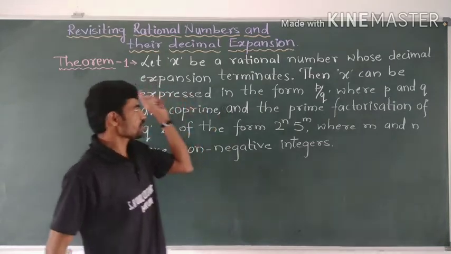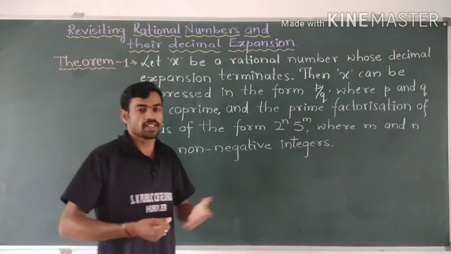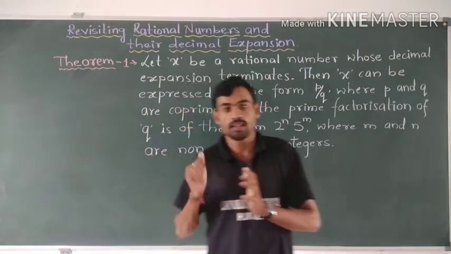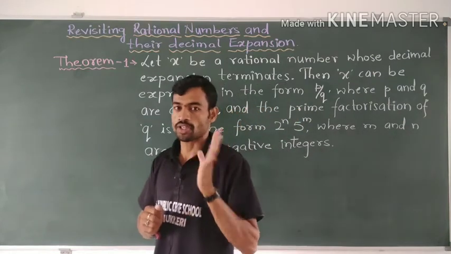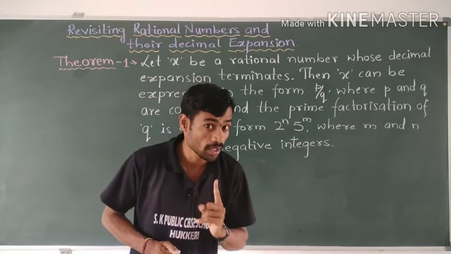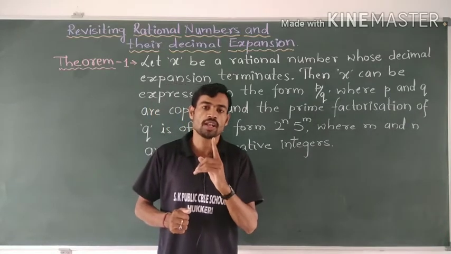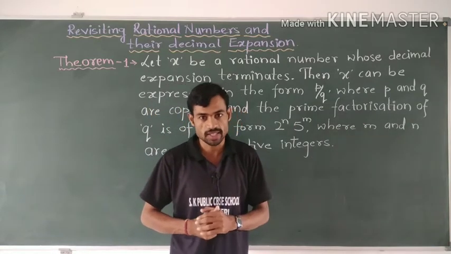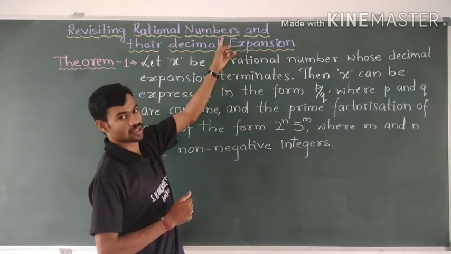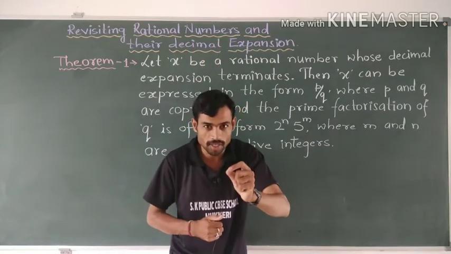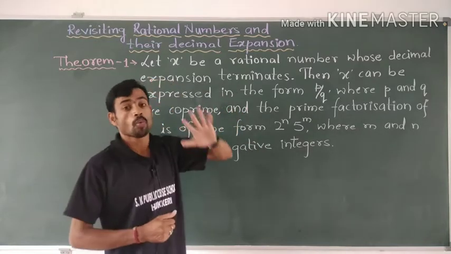That is the first theorem. Theorem 1 states, what is the statement of this theorem? Let x be a rational number. X is what type of number? Rational number. We have to think only about rational numbers. Keep irrational numbers aside. We are only concentrating on rational numbers and their decimal expansion. Clear? Okay. So first theorem, what does it state?